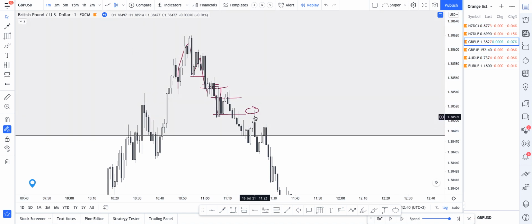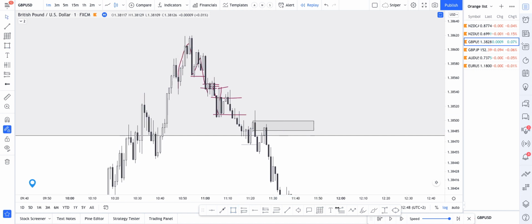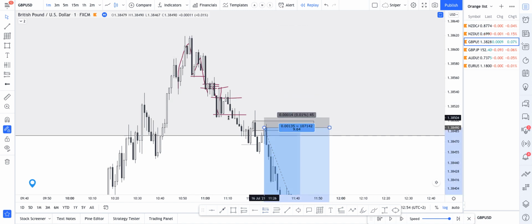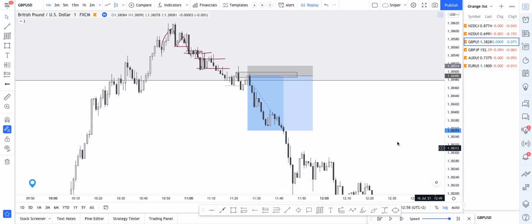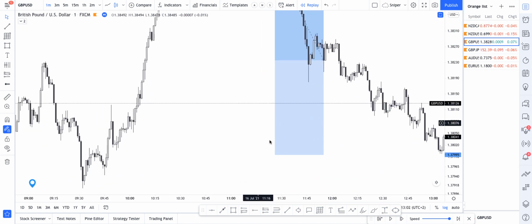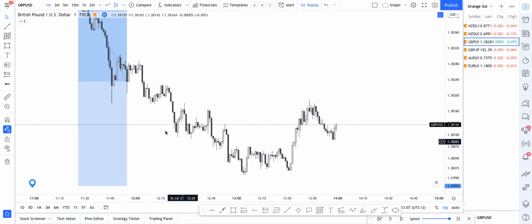Let's get that back. Here we have a structure break. We have a zone over there. And here we have another entry. We place the stop loss just above that wick, 2.4 pips, and we can take profits down at the lows, the previous lows for that order block over there.